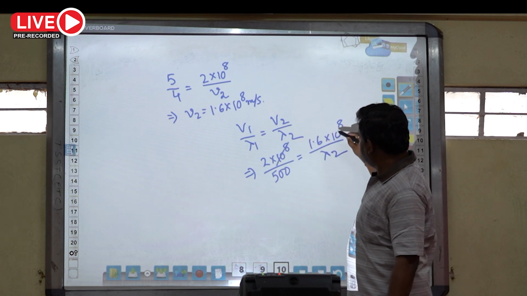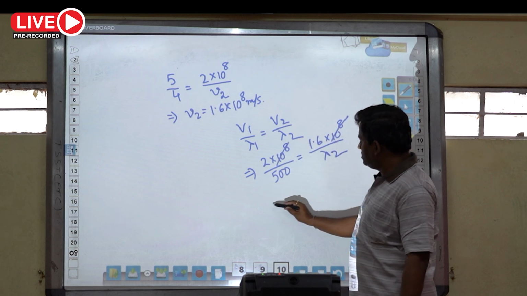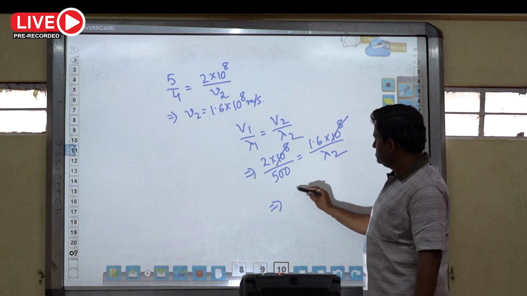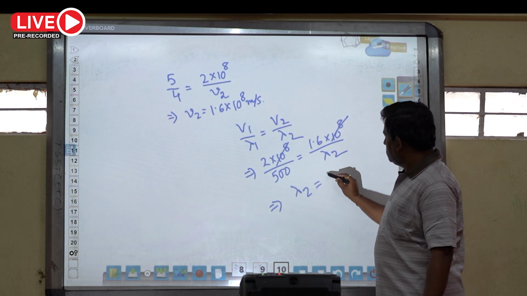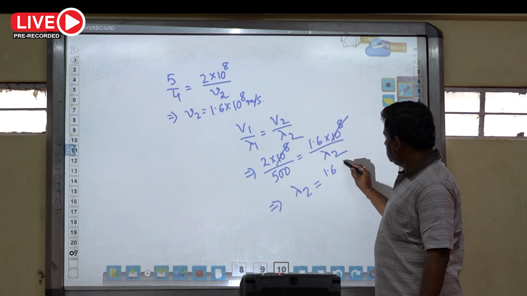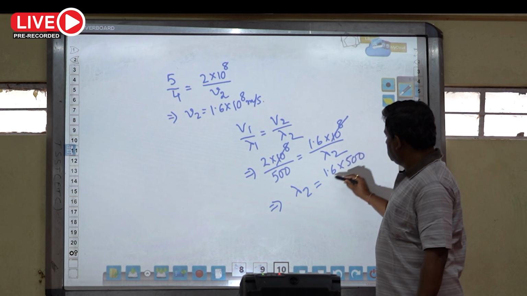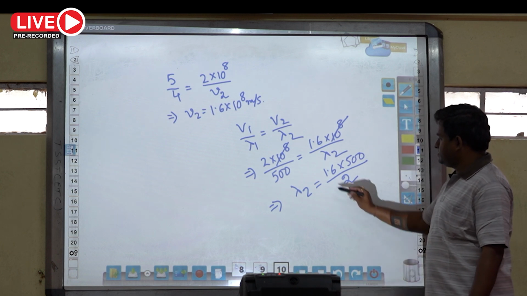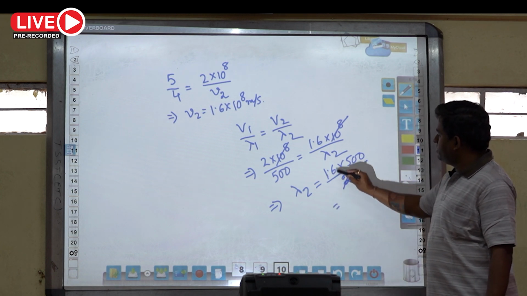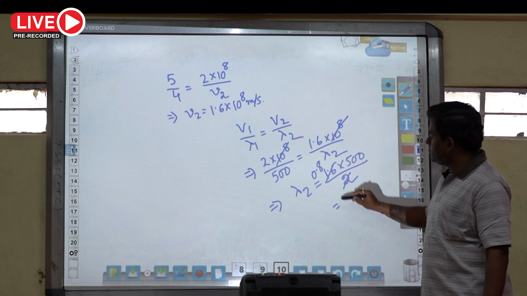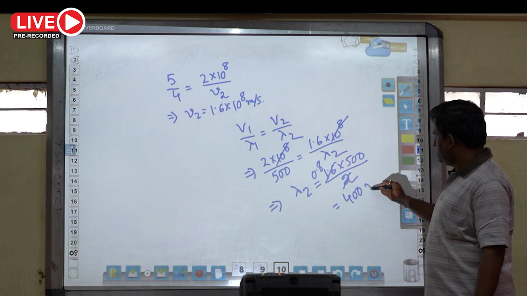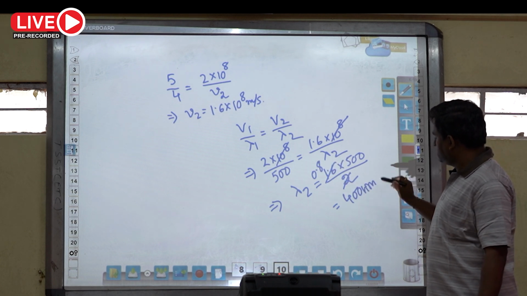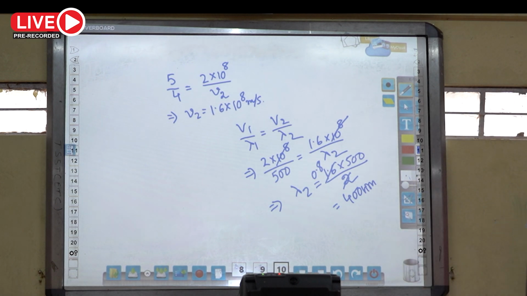10 to the power 8, 10 to the power 8 will cancel. So lambda 2 will be 1.6 into 500 divided by 2. So it will be 0.8 into 500, that is in nanometer. So option A is correct.